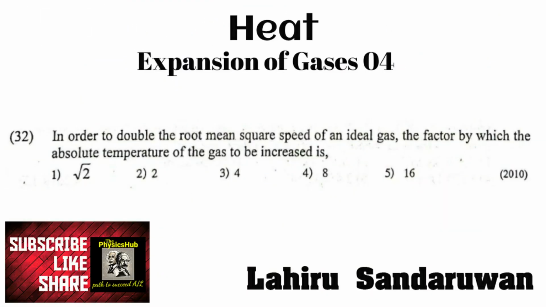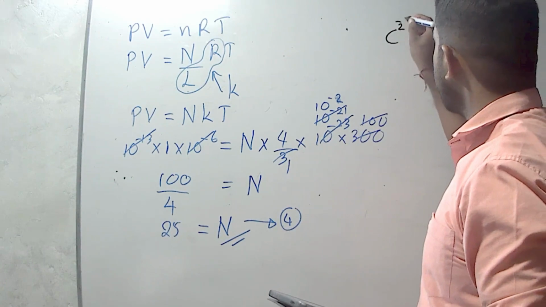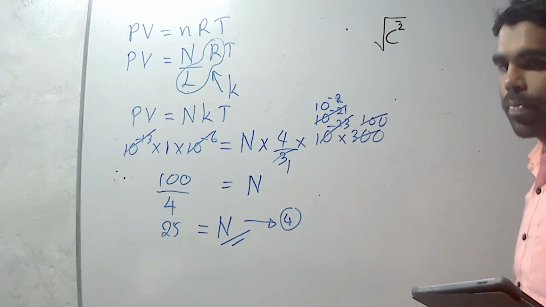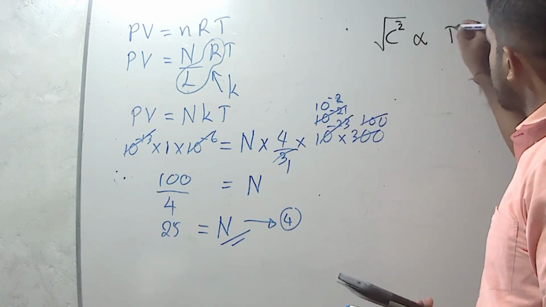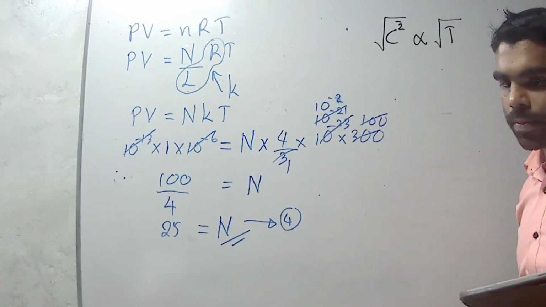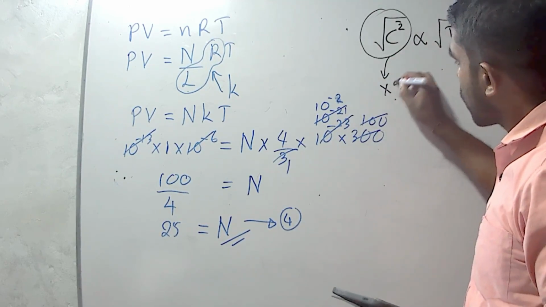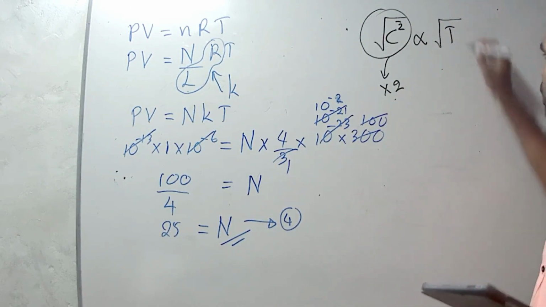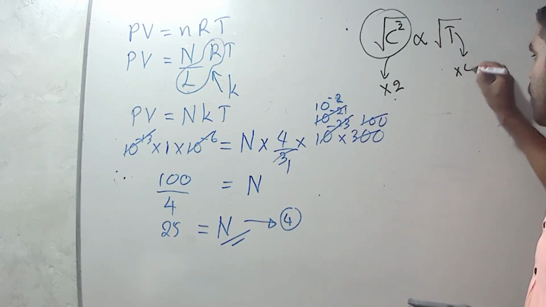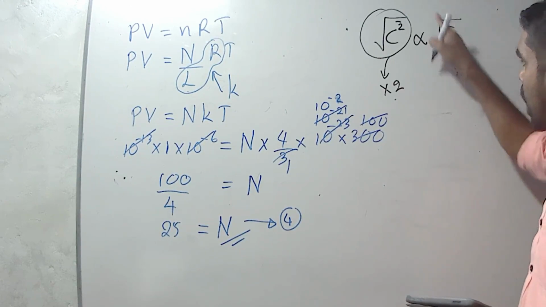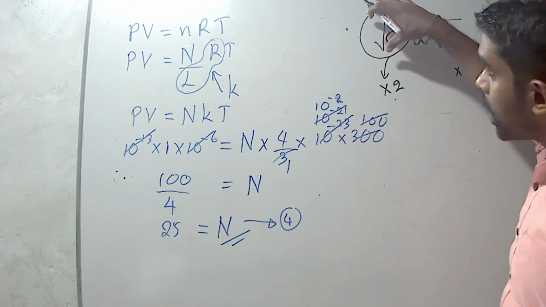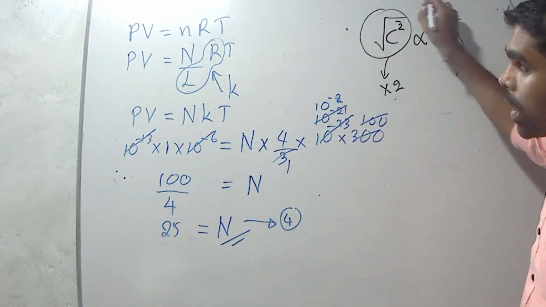In order to double the root mean squared speed of an ideal gas, the factor by which the absolute temperature of the gas is to be increased is? Root mean squared velocity, it means the square root of c square bar, is directly proportional to square root of temperature. Now we have to double this whole value. Then we have to get 4 times the temperature, because root 4 is 2.